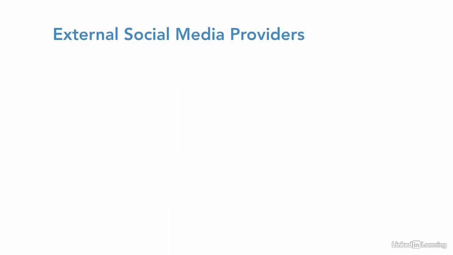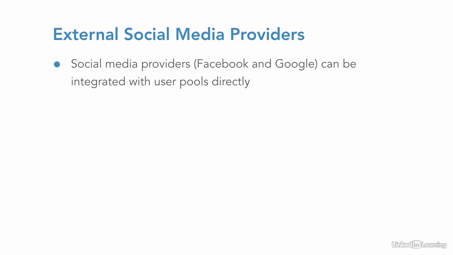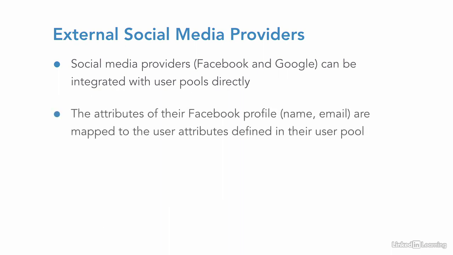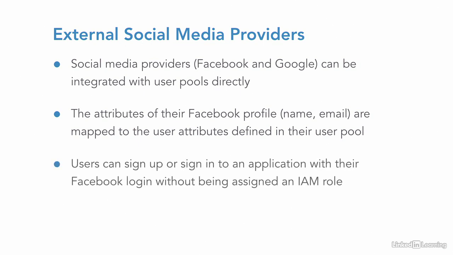With regards to user pools, the social media providers such as Facebook and Google can be directly integrated with the user pools. The attributes of the user's Facebook account, i.e. their profile, their name, and their email, will be mapped to the user attributes defined in their user pool by the developer that created the application. In this case, the user will sign in or sign up to an application using their Facebook logon, for example, but they won't be assigned an IAM role in this example, just have access to the application.